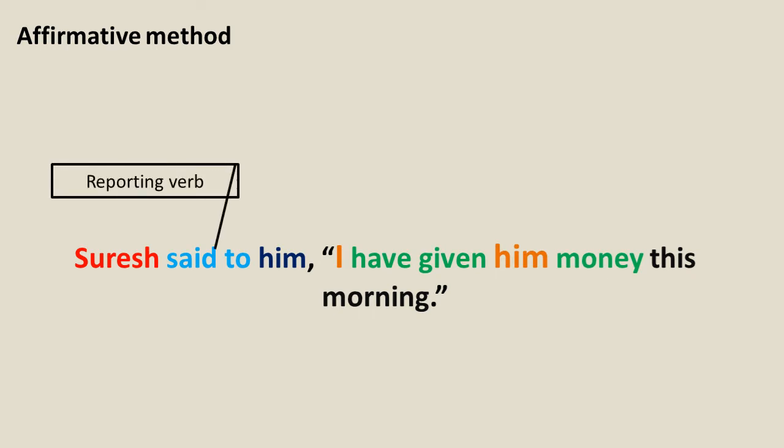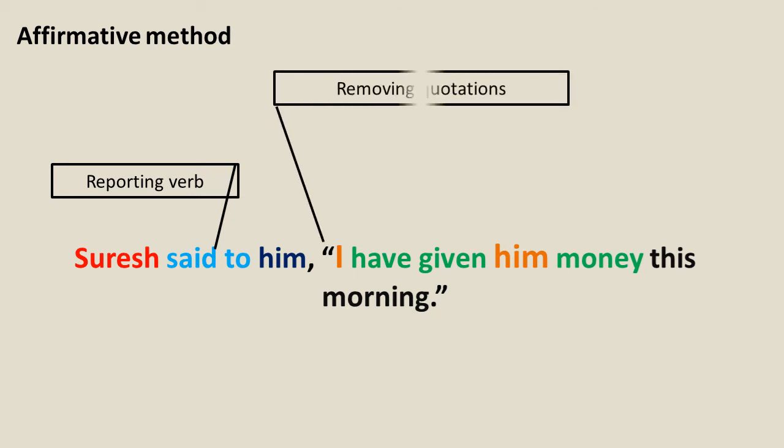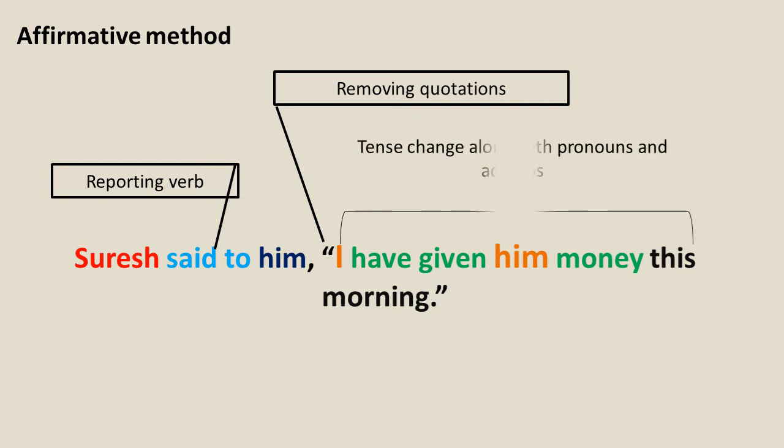The first one is the reporting verb. In each and every method we have reporting verb changes, and that is the first one. The second one is removing quotations. While removing quotations, we have to use a conjunction in indirect speech. The third and fourth steps are tense change along with pronouns and adverbs. So these are the 4 steps you have to remember while changing any direct into indirect.